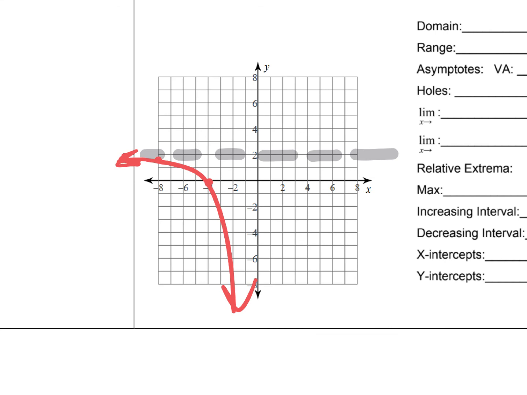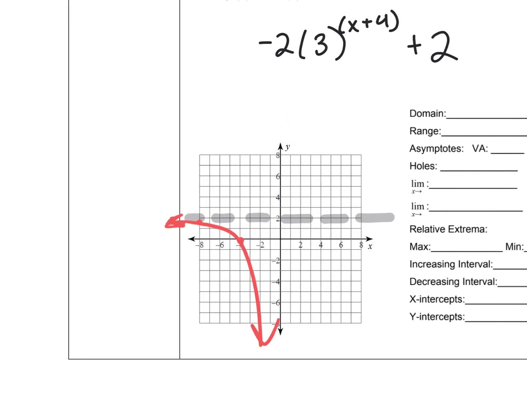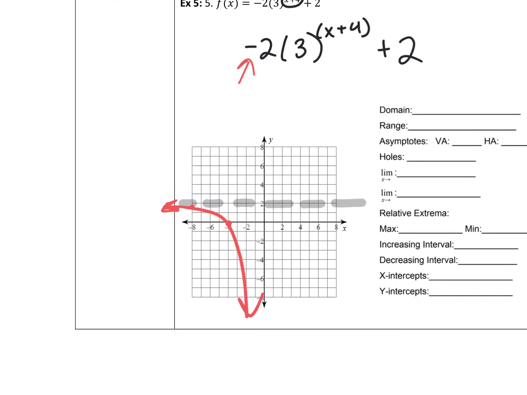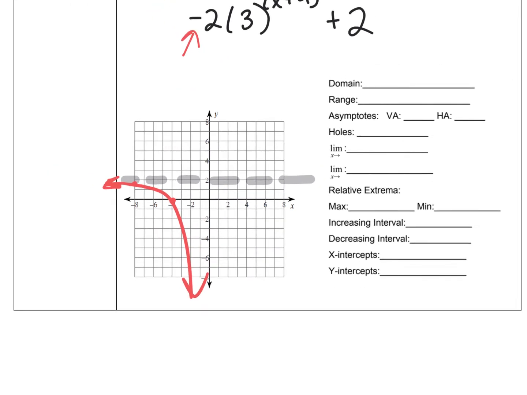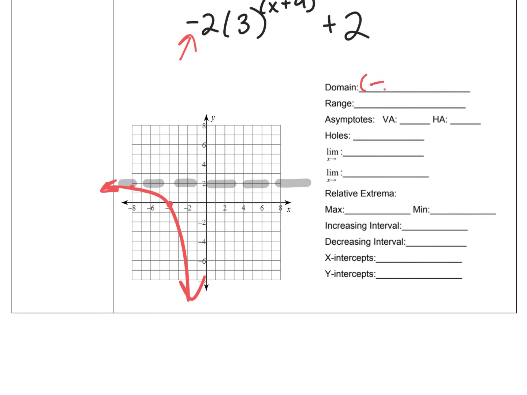If yours does not look like this, if it happens to be ramping up, what that means is that you did not type in this negative in the front, okay? So make sure we pay attention to everything. We type everything in, okay? Would you call this exponential growth or decay? Decay, good. The domain on this. Negative infinity, infinity, left and right forever. The range. Negative infinity to 2, because that's where it's stopping, good.